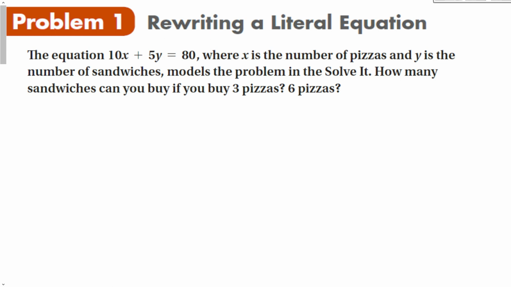The equation 10x plus 5y is equal to 80, where x is the number of pizzas and y is the number of sandwiches, models something in a warm-up problem that we didn't look at. So how many sandwiches can you buy if you buy 3 pizzas? If you buy 6 pizzas? What we're really looking for is the number of sandwiches. So it would be better if I were to get y by itself, and then I could look at this problem a little easier.